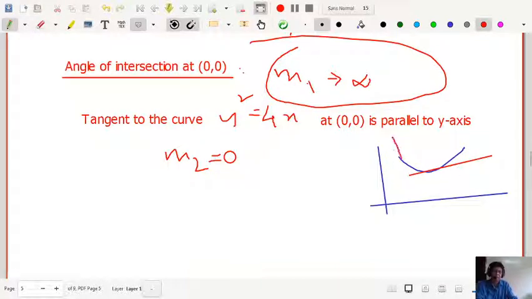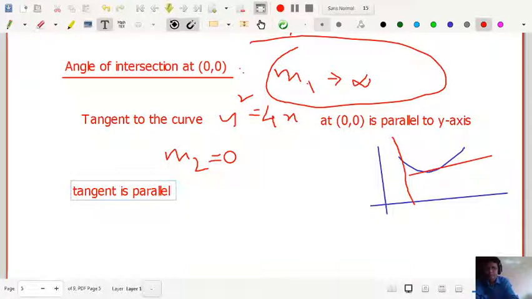And if it is perpendicular, then this tangent is parallel to the y-axis and the slope is undefined. So in this case your tangent is parallel to the x-axis, okay? This is the explanation.